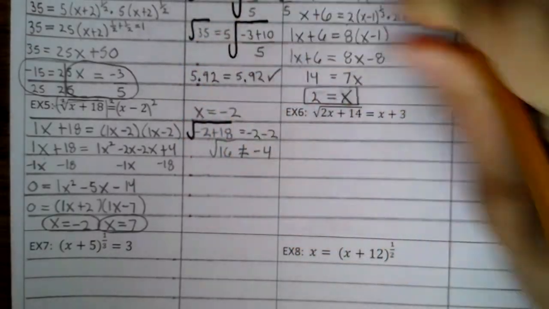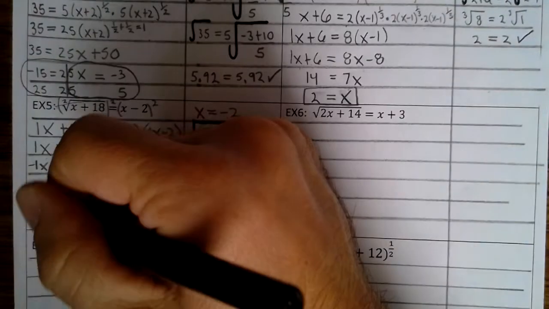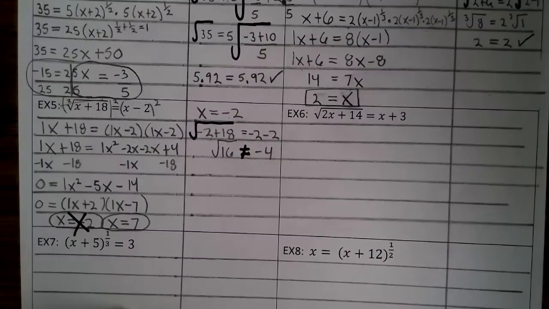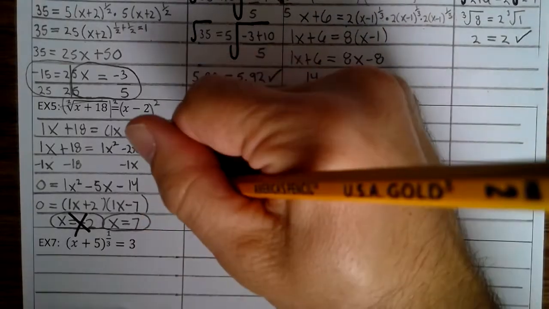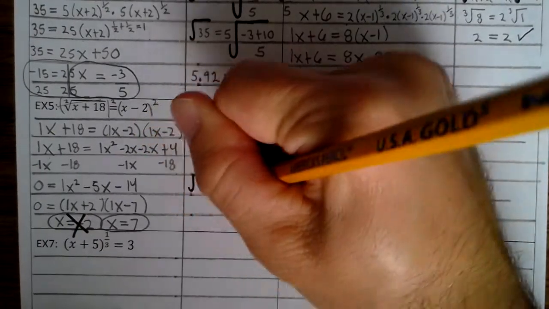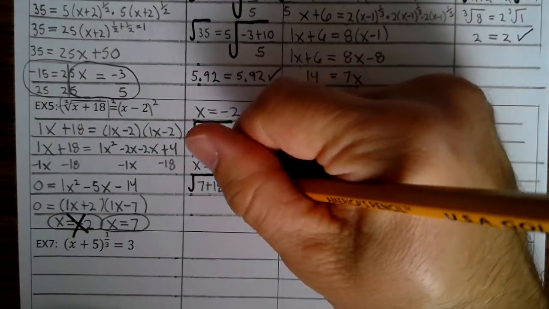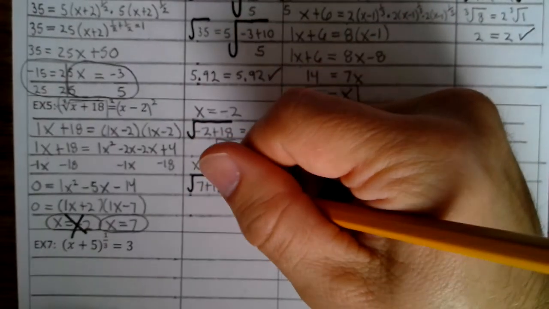Now let's check 7. So when x is 7, that's the square root of 7 plus 18 equals 7 minus 2. Well, 7 plus 18 is 25. The square root of 25 is 5. So 5 equals 5, which checks. So our answer is x equals 7.